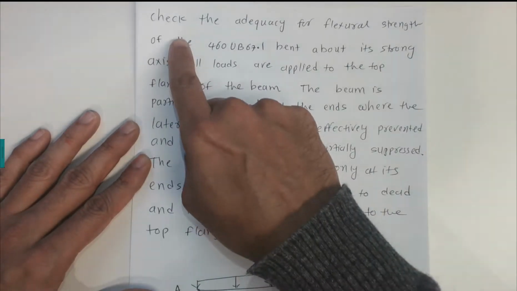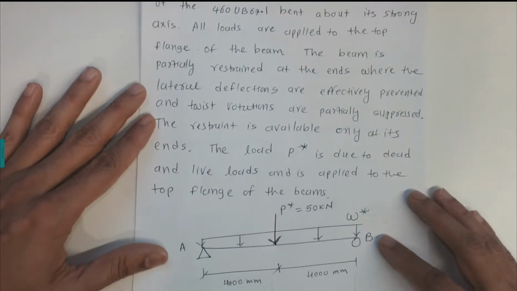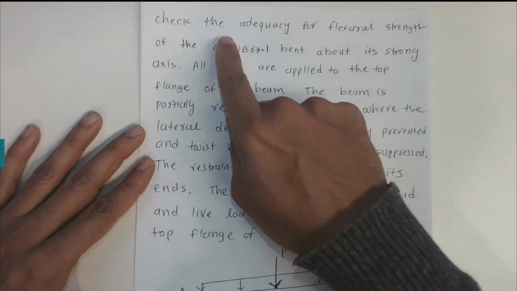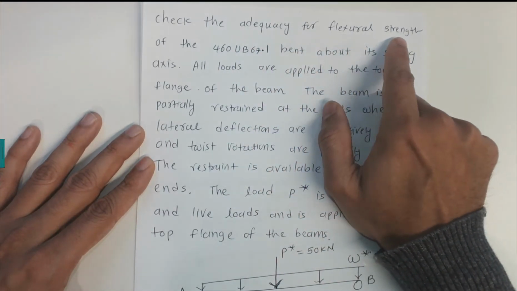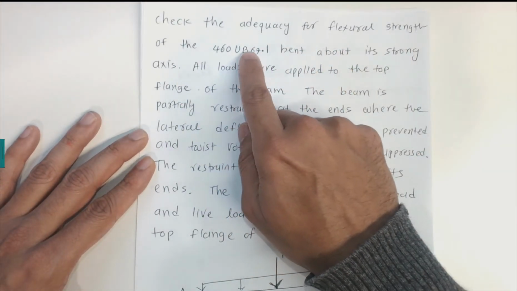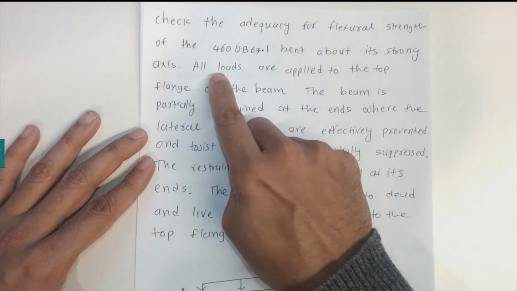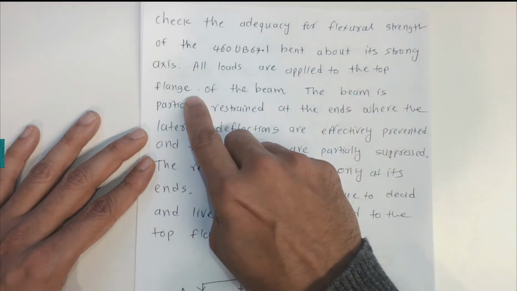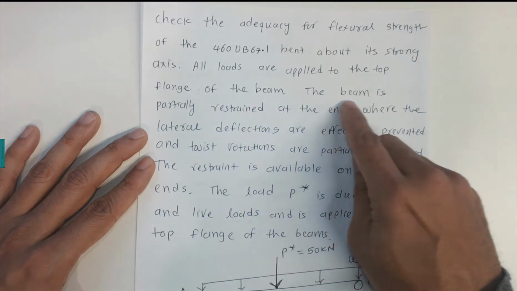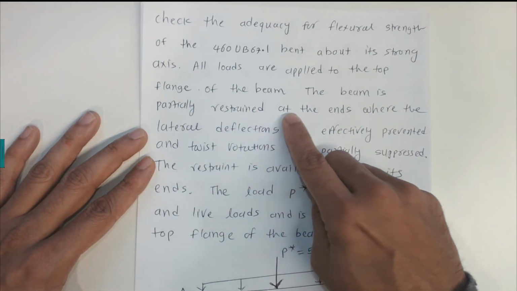The objective of this video is to find the member capacity of the beam. So check the adequacy for the flexural strength of the 460 UB 67.1 bent about its strong axis. All the load is applied to the top flange of the beam. The beam is partially restrained at the ends.